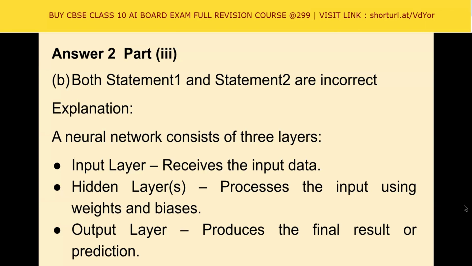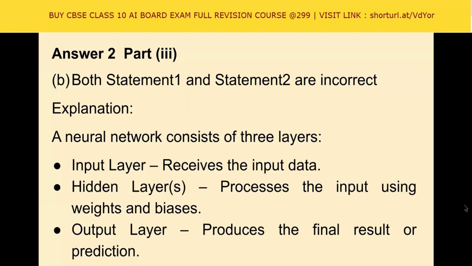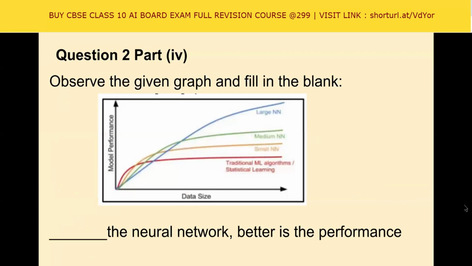The first layer is the input layer, which receives the raw data, just like you give some input to a machine. Hidden layers are those machine learning algorithms which process that particular information. And the output layer finally produces the final result or prediction, right? I hope this is clear to you, that these are the three layers. Many times they ask about these three layers.